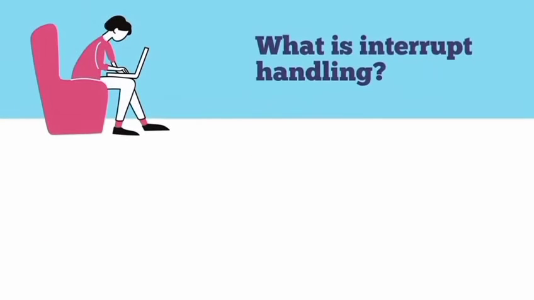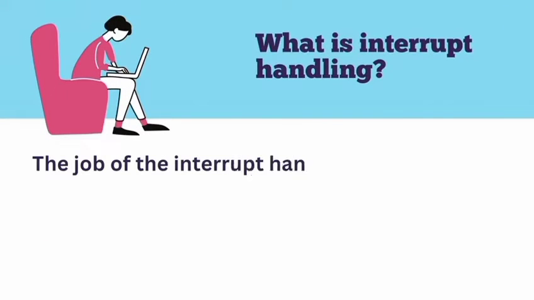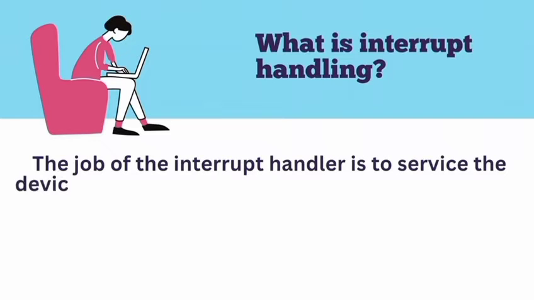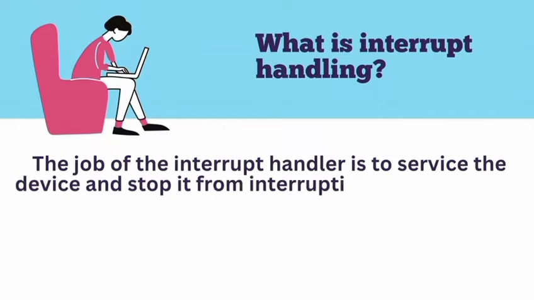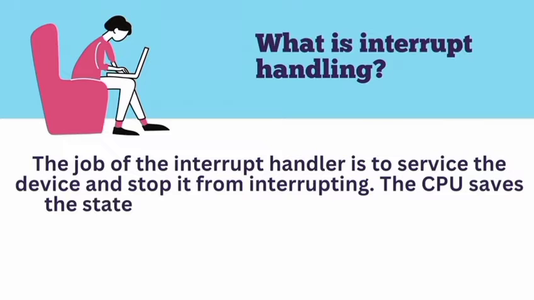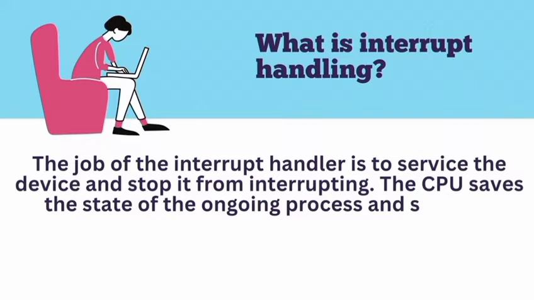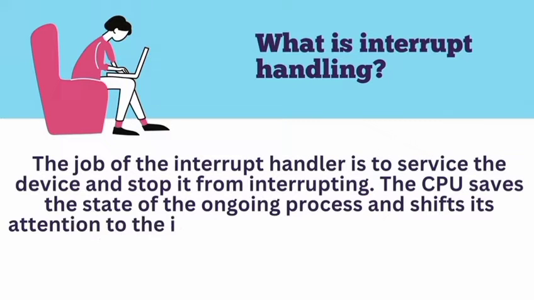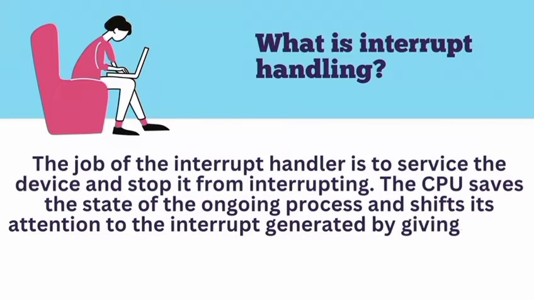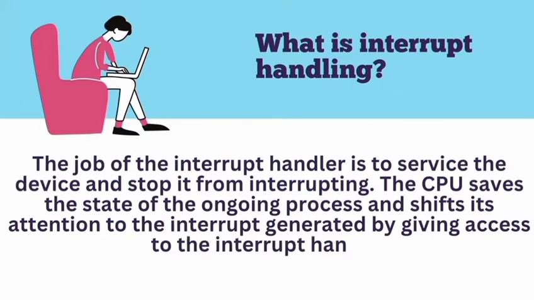We have talked about interrupts and how they occur. Now let's talk about how they can be handled. The job of the interrupt handler is to service the device and stop it from interrupting. The CPU saves the state of the ongoing process and shifts its attention to the interrupt generated by giving access to the interrupt handler. This entire process is called interrupt handling.